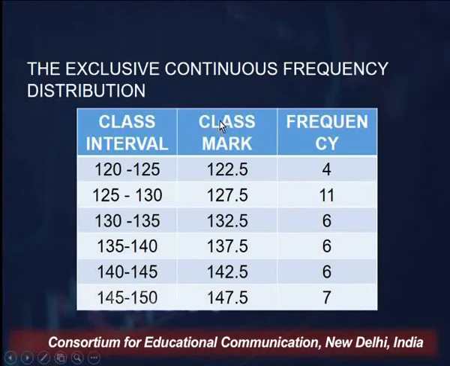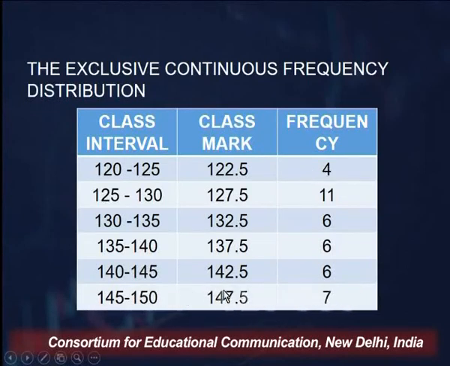Then, in the middle, we must also make a column of class mark. In this class mark, as I have told you, take the lower limit and the upper limit, and divide the sum by 2. So I will get 122.5, 127.5 and so on up to 147.5. So 122.5 is the class mark of this class interval. It is a representative of this class interval. In some sense we can think that 122.5 is actually repeating 4 times.